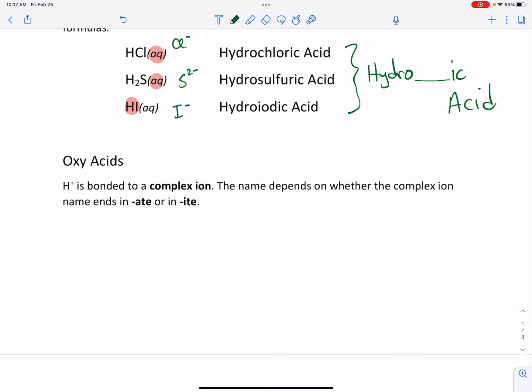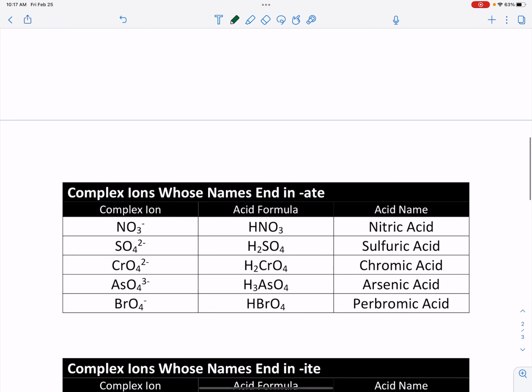So, for example, you might have nitrate, NO3 minus, which ends in ATE, or related to that is nitrite, NO2 minus, which ends in ITE. So we're going to have two different sets of rules for when the complex ion in these oxyacids ends in ate, or when the complex ion name ends in ite. So let's look at some examples.